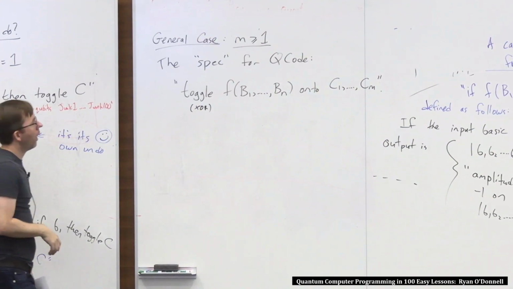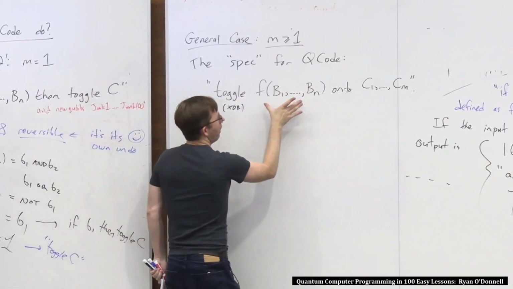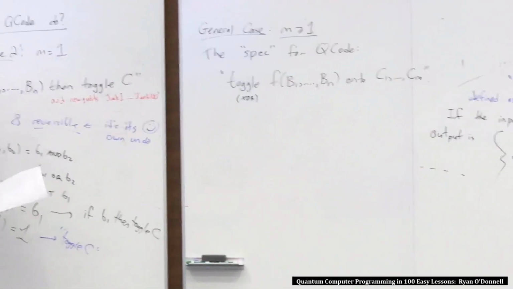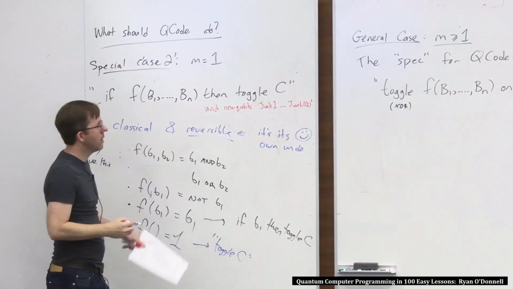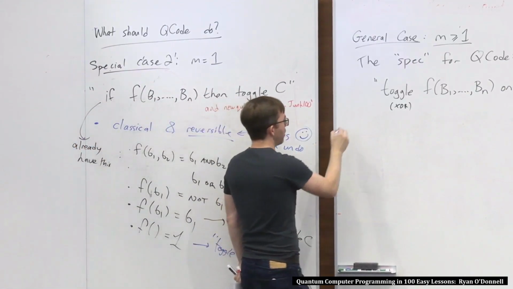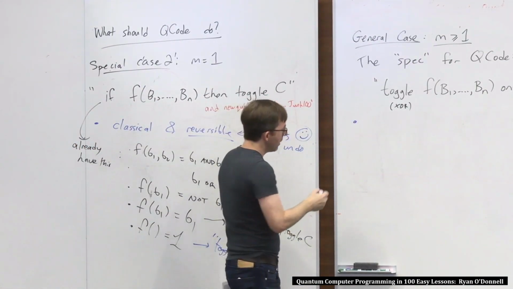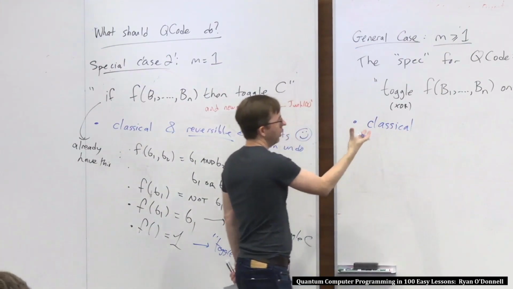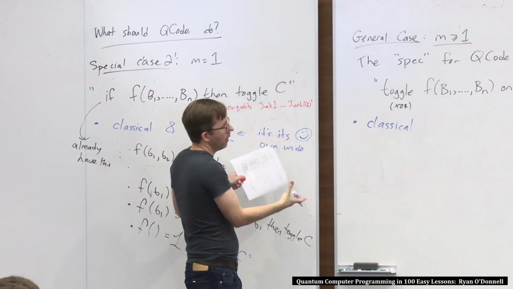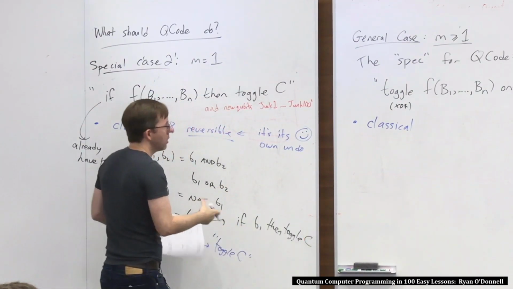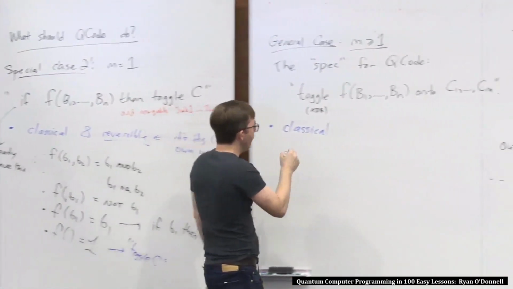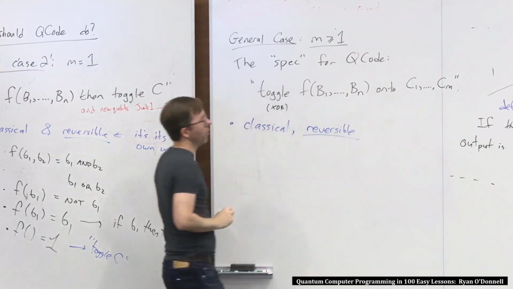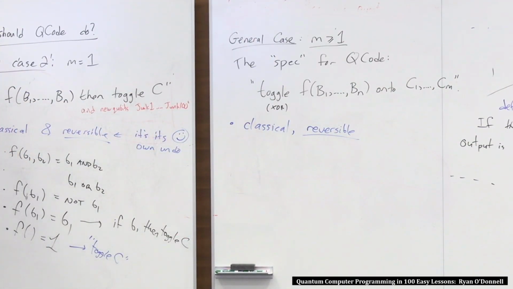Okay. So XOR this answer onto these bits. Why is the spec designed this way? Well, this is a classical type instruction in the sense that if all the inputs are just a basic state, the output will be a basic state. It just converts bits to bits. It's also reversible. No matter what f is, this is a reversible instruction for basically the same reason.